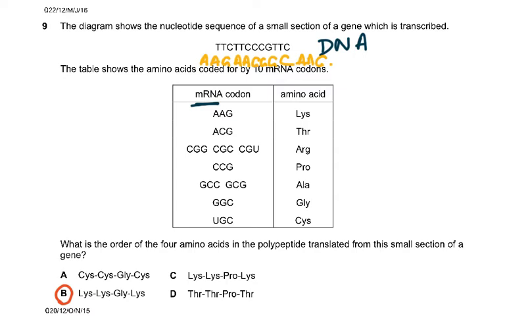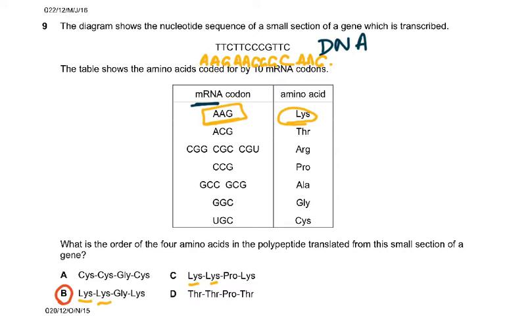Now where was AAG in the mRNA table? That has to be lysine. So you know it has to be either B or C, because lysine was here and lysine was here. The rest of it is all rubbish. And then of course the next one was AAG again. So lysine comes twice, but here lysine has also come twice. Now here comes the third one, the deciding factor.